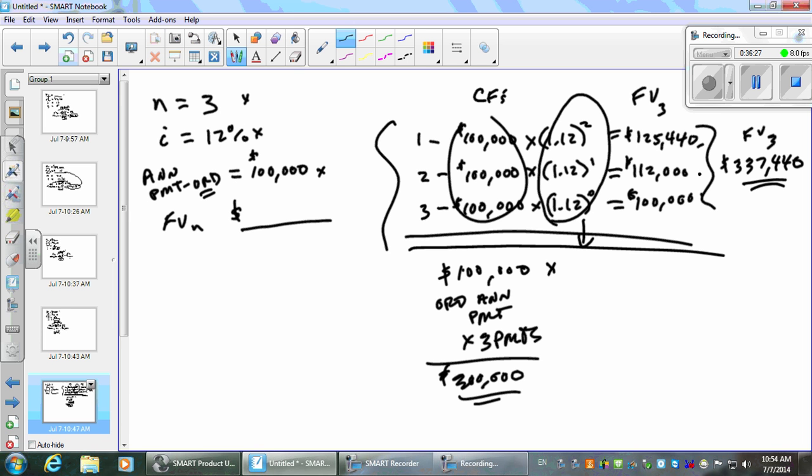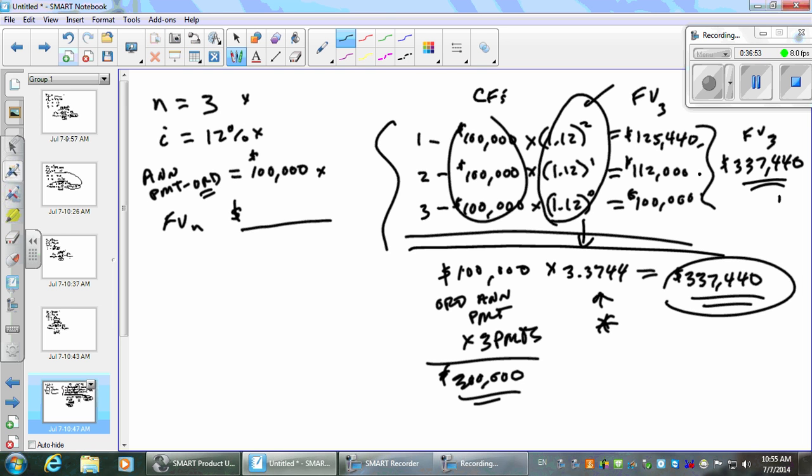So I'm going to add those three together. These three added together is 3.3744. That's three factors added together, gang. Do you see it? Well, what if I take that times 100,000? What do I get? 337,440. So even on this problem, of course it's the same.